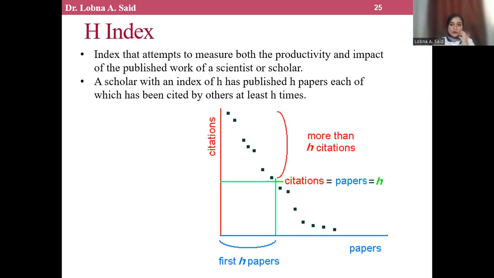Okay, should I say it again? Okay, I will say it again. If you have a scholar who has an H-index of 10, for example, that means he has 10 papers cited by other researchers at least 10 times.